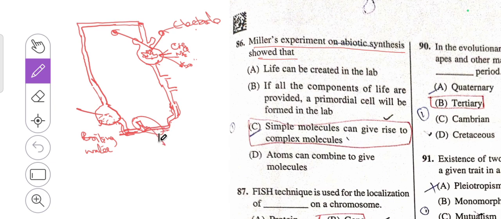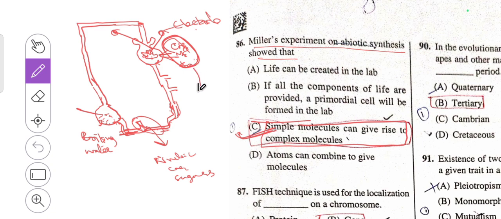After collecting the chemicals from this particular pipe, he came to the conclusion that there are some nucleic acids, some carbohydrates, some sugars. He came across some of these molecules in this experiment. Through this they explained that simple molecules can give rise to complex molecules. As he had added some gases here, they got converted into complex molecules.